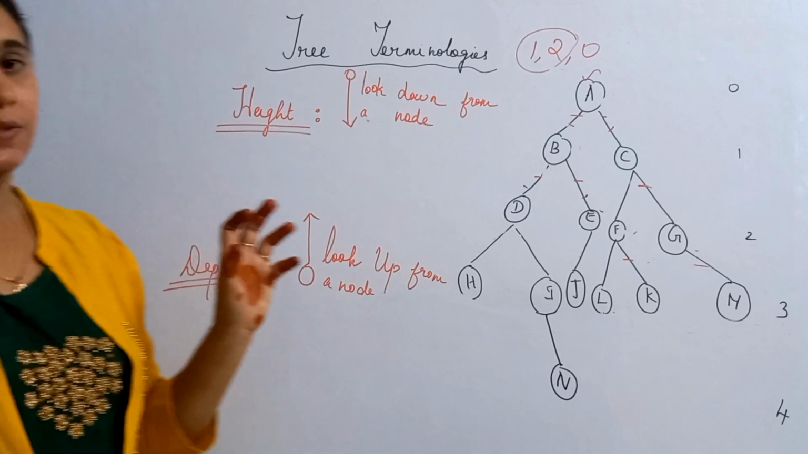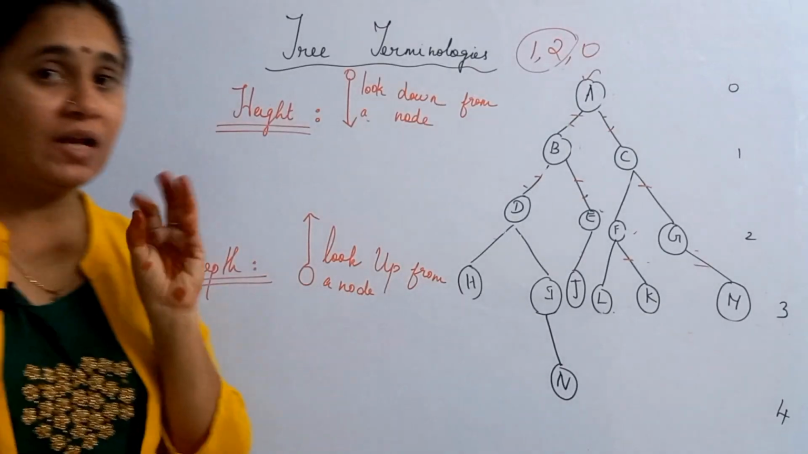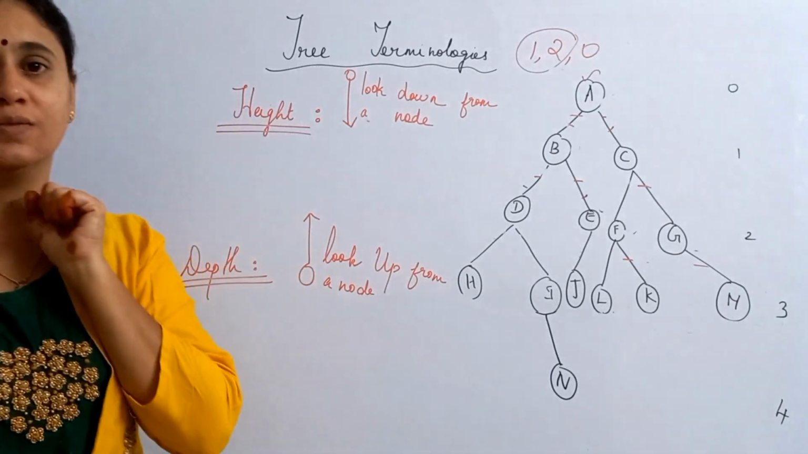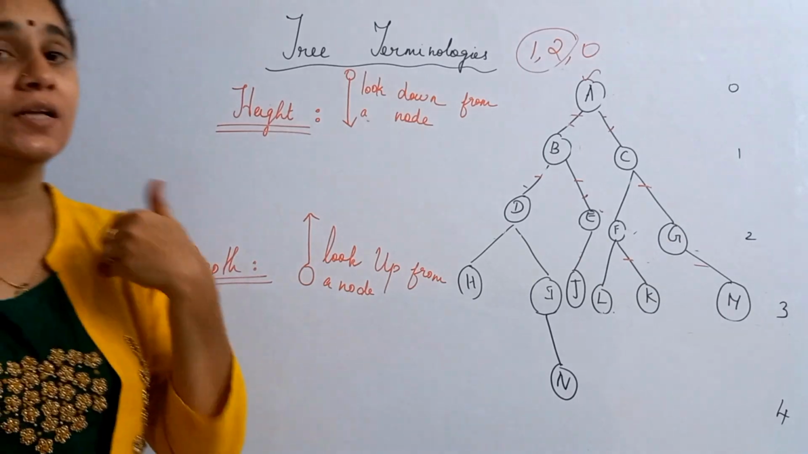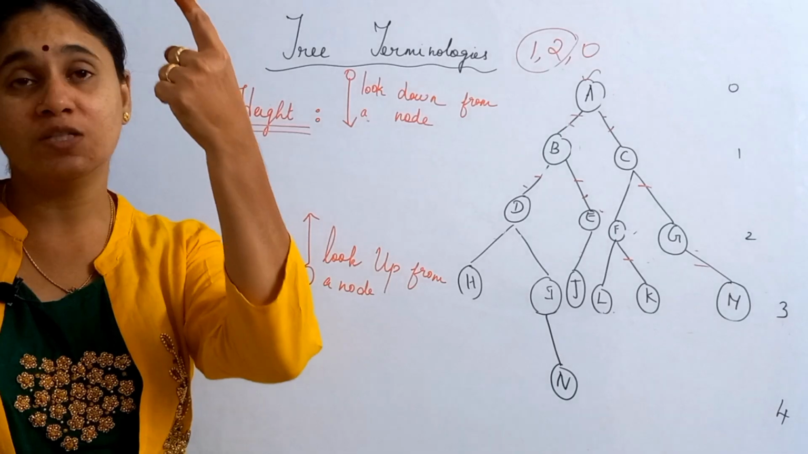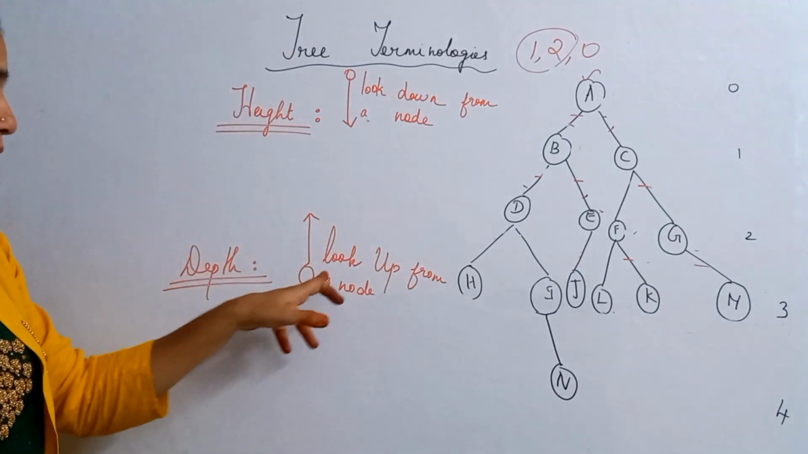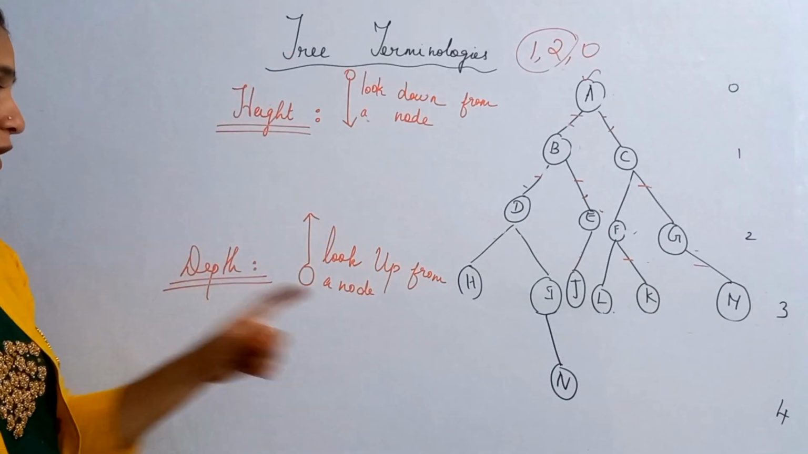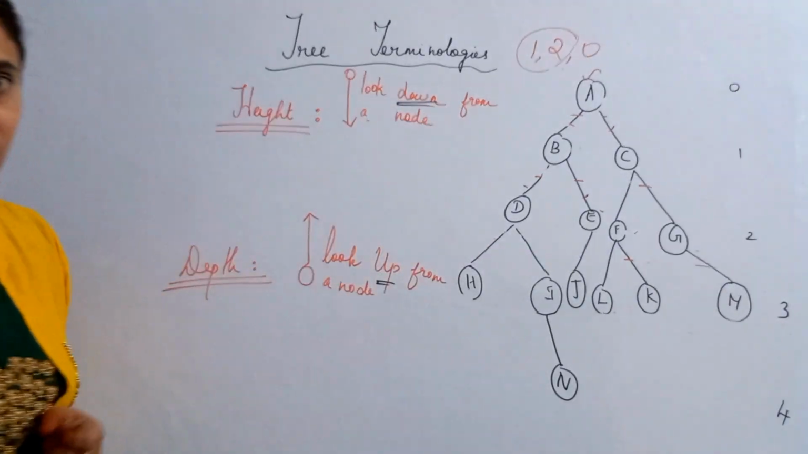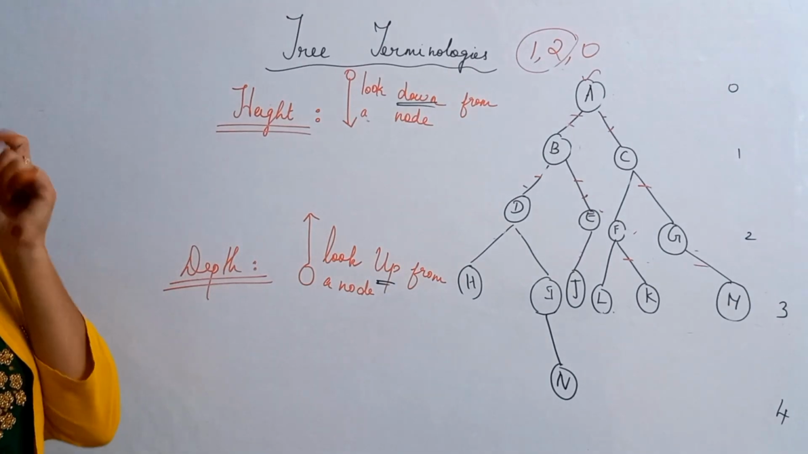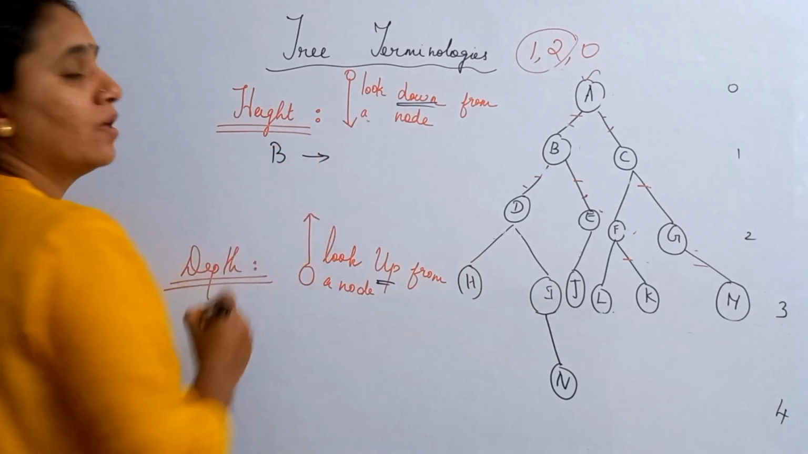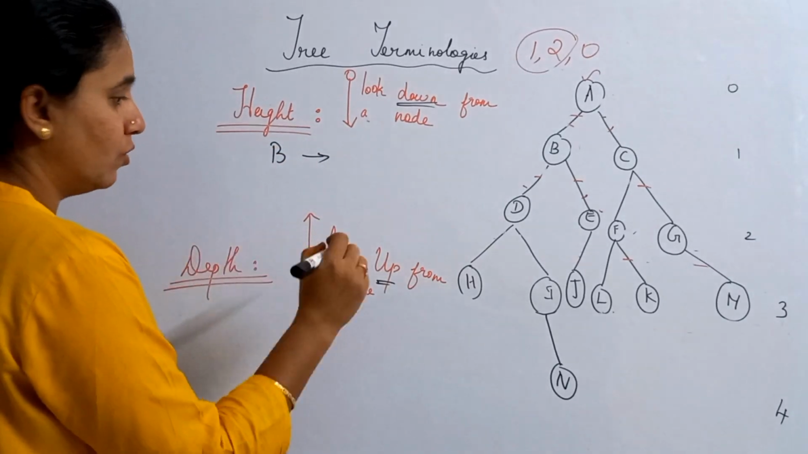So what is the height? If they ask you to find the height of a node, please see the downward direction. If they ask you to find the depth of the node, from that node you look up, at the total number of nodes present in the upward direction. So looking up from a node is called depth, and looking down is called height. Based on this, let me find the height of, for example, B, and the height of N.